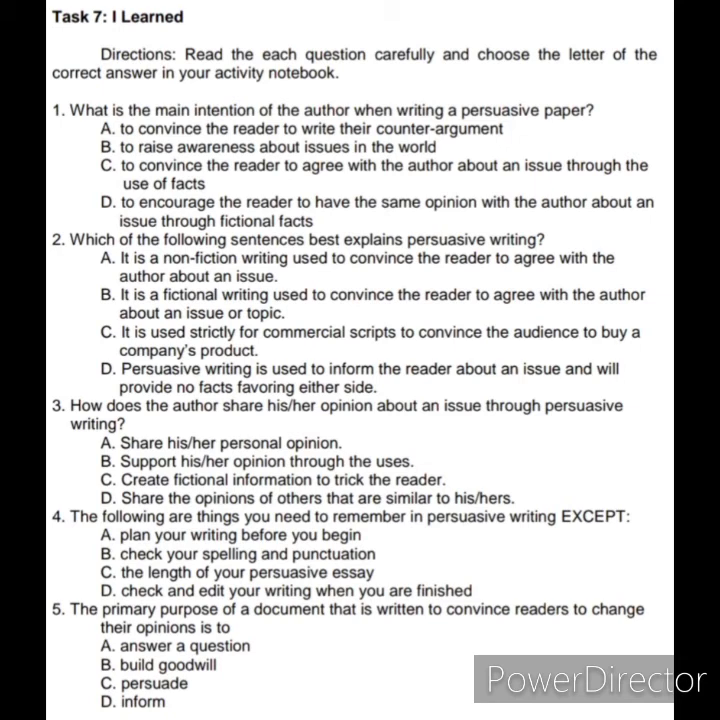Number 5. The primary purpose of a document that is written to convince readers to change their opinion is to: A. Answer a question. B. Build goodwill. C. Persuade. Or letter D. Inform. The teacher will be the one to check your answers when you submit your notebook.